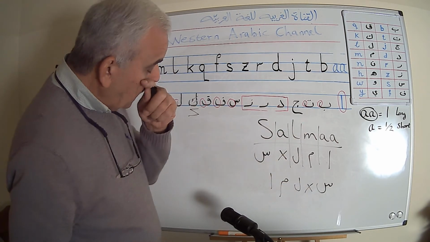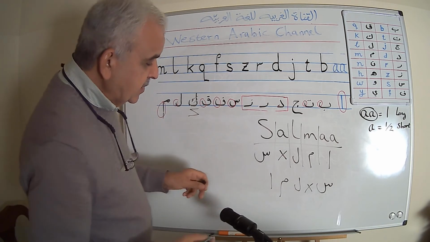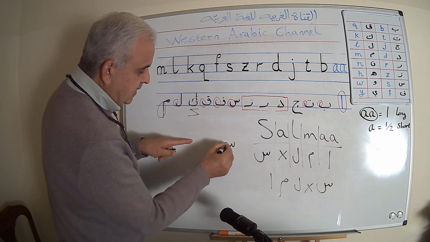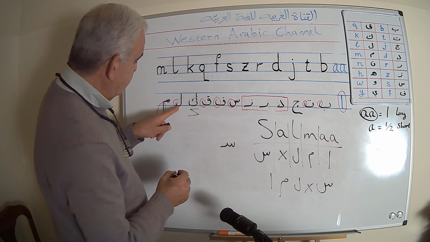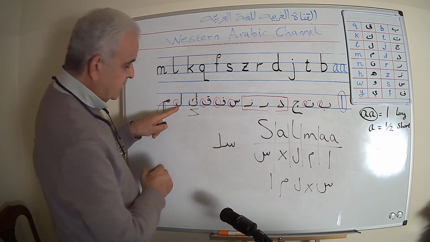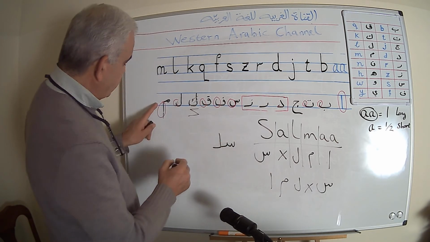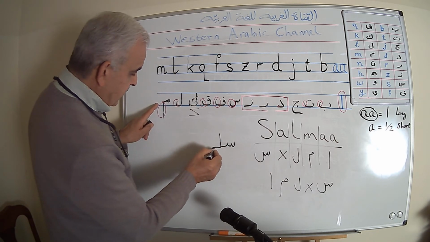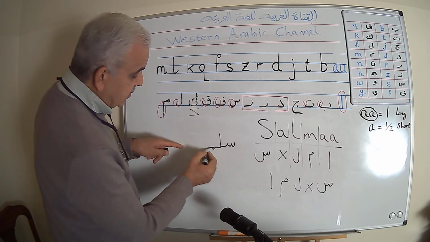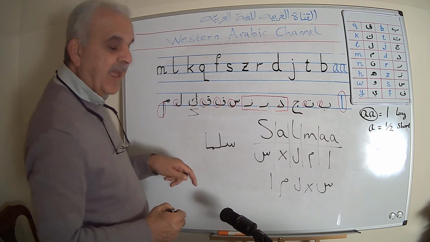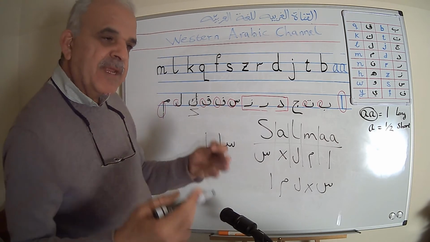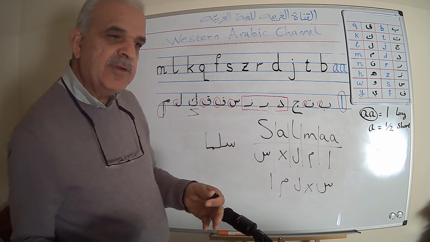S-L-M-A. Okay, how are those connected? Again, the Sin drops its tail, it's like this. Lam here just drops its tail, so it becomes like this. The Mim drops its tail, it becomes like this. And the Alif can be connected because it's connected before it. Salma. Okay, Salma.